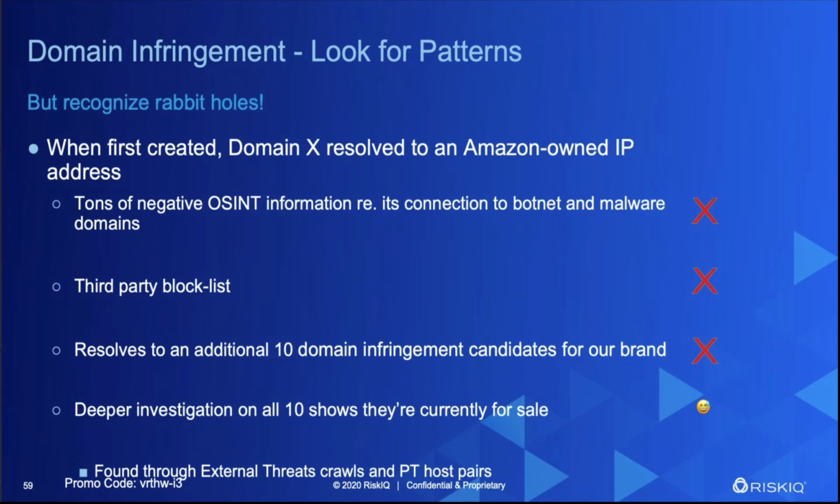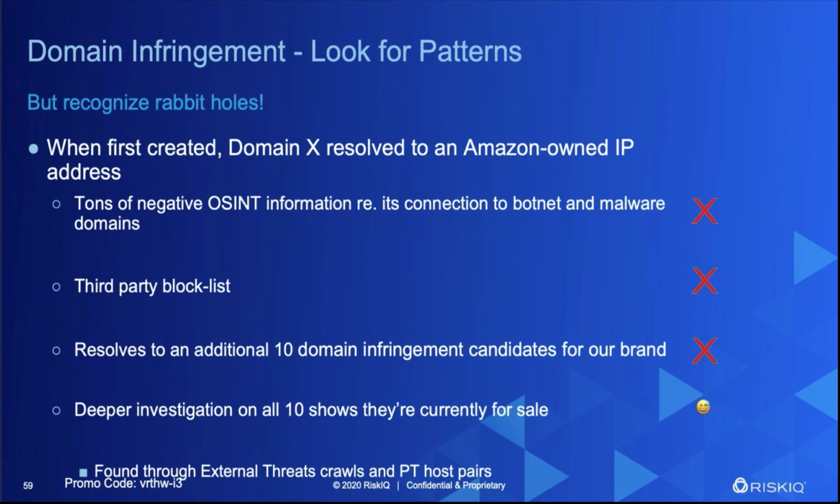And then you want to keep digging into that infrastructure. When it was first created, domain X resolved to an Amazon IP address, and many of the same red flags presented as the one that we just searched. I found a ton of negative OSINT connecting it to botnet and malware activity. So right off the bat, I'm thinking, uh-oh, this is probably also part of that. It was on the block list, and then, go figure, an additional 10 domain infringement candidates on top of the 11 we found for the last one were tied to this second Amazon-owned IP. All of these red flags, I'm thinking, no bueno. We've probably got some malware that we need to be concerned about.